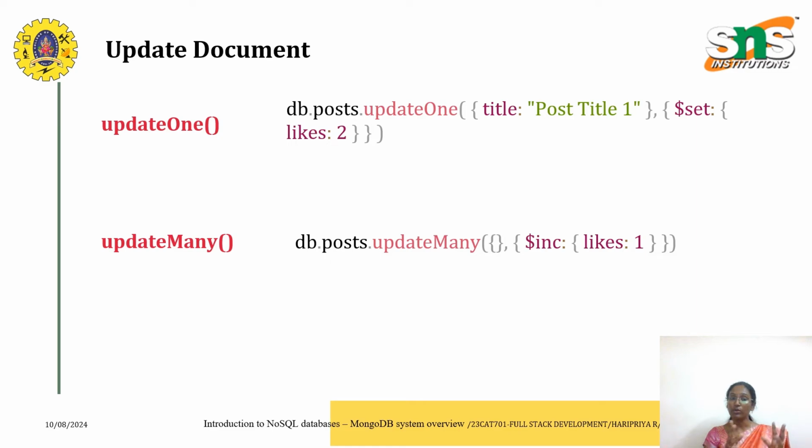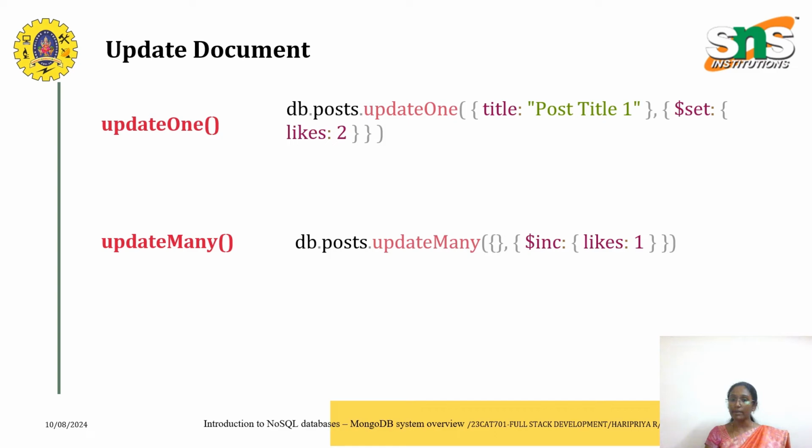Again, I will tell you: insert means I am inserting something new in my database. Update means the data is already there, and I will update it. For example, my name is Haripriya Ramalingam. Clear? So I will enter it as a new document in my database. If I want to update my name in my database, I use the update document.